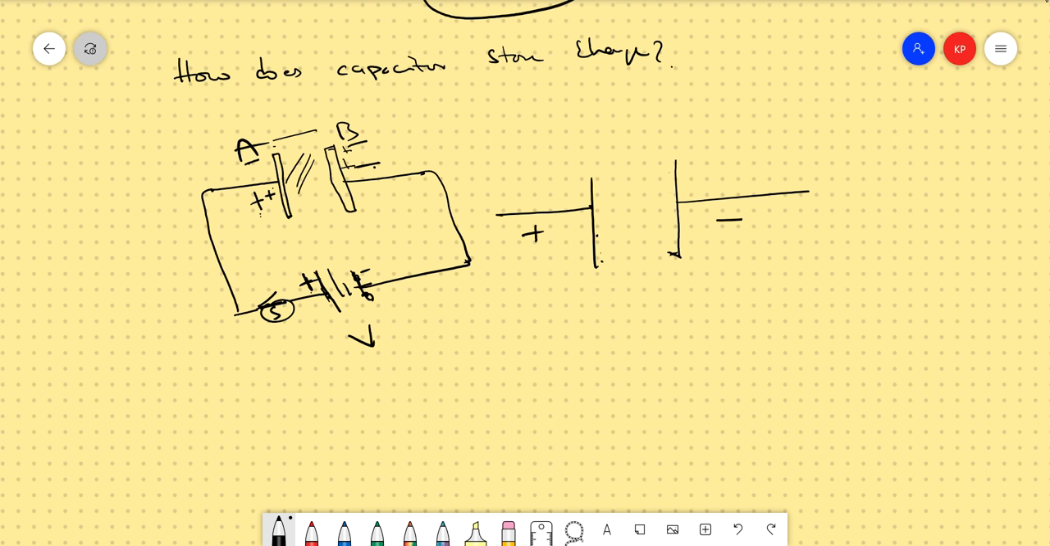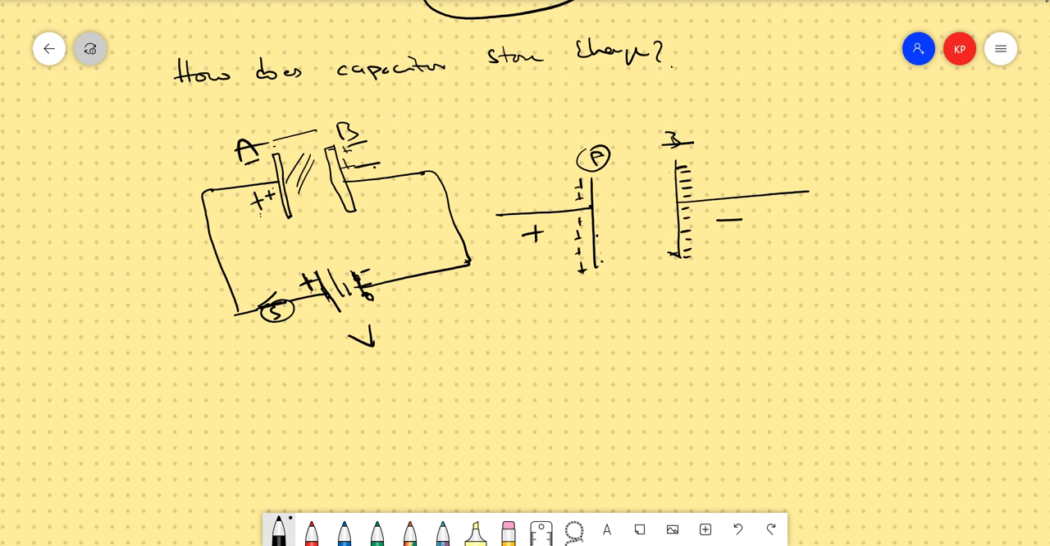Now plate B has more electrons. Why? Because we have given supply to plate B, so here plate B has more electrons. This side we are giving negative, that means electrons, so it has more electrons and will get negative charge, whereas plate A has fewer electrons, so it gets positive charge. Like this, two charges are given to plate A and plate B.